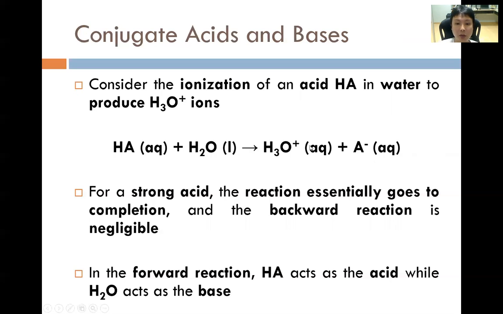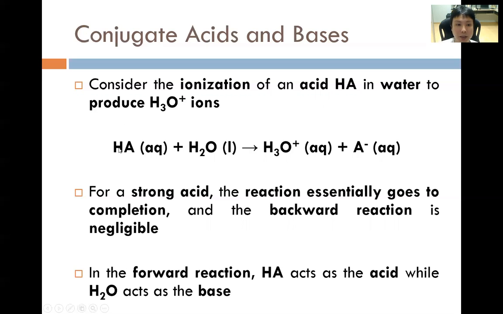Okay, so for a strong acid, the reaction goes to completion because the definition of a strong acid is that it dissociates completely in water to form H+ ion, so there will be no reactants left. So for a strong acid, because the reaction essentially goes to completion, the backward reaction doesn't happen, right? Because if the backward reaction happens, then you're going to end up with some of the reactants left in the reaction mixture, and that is not what happens in an irreversible reaction.